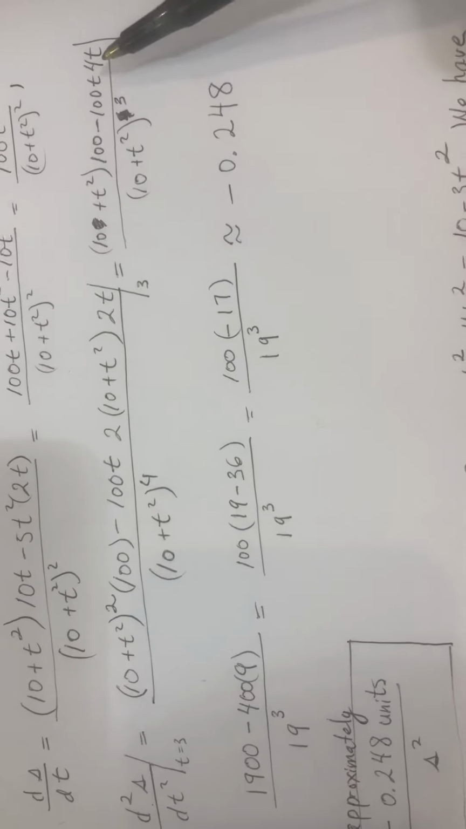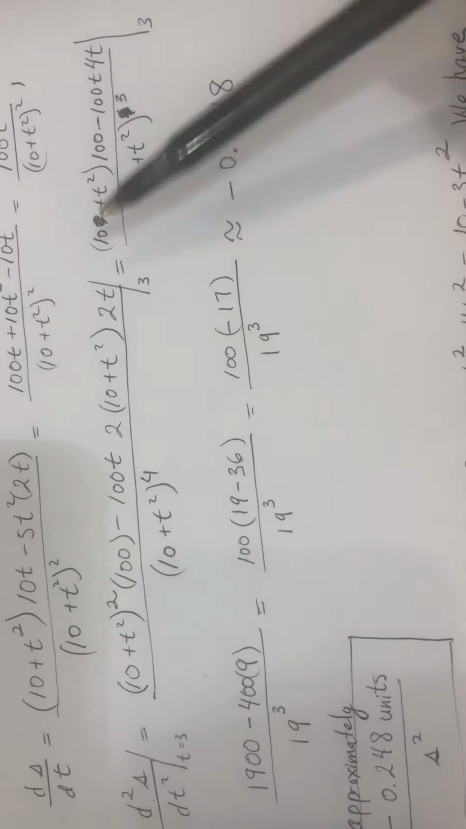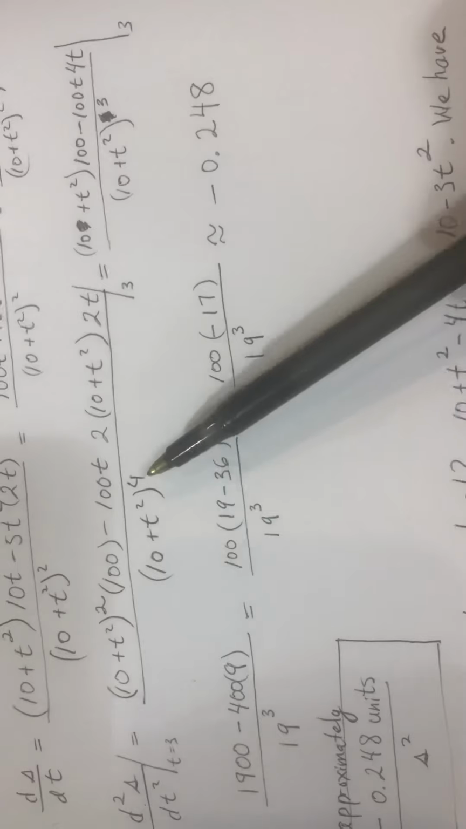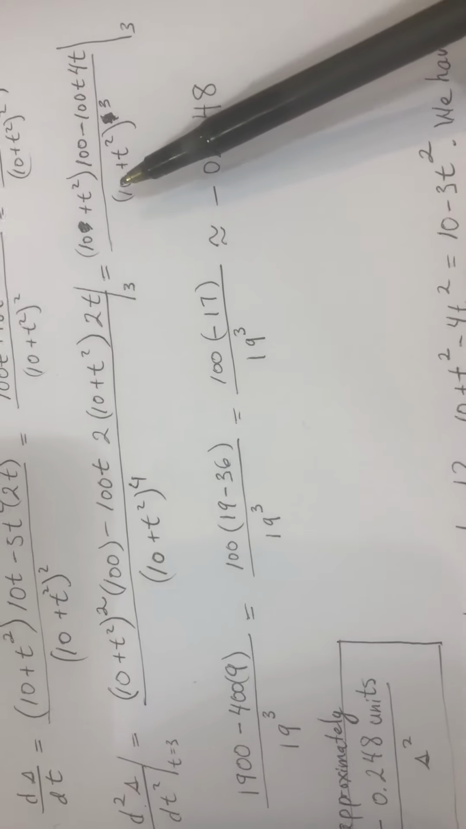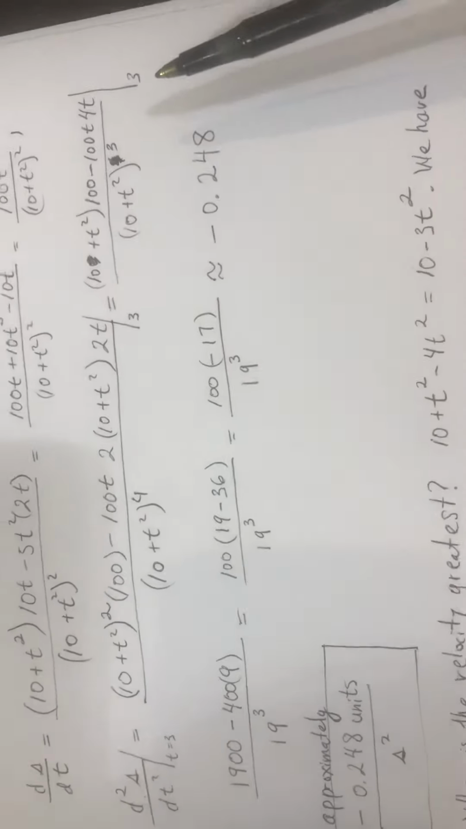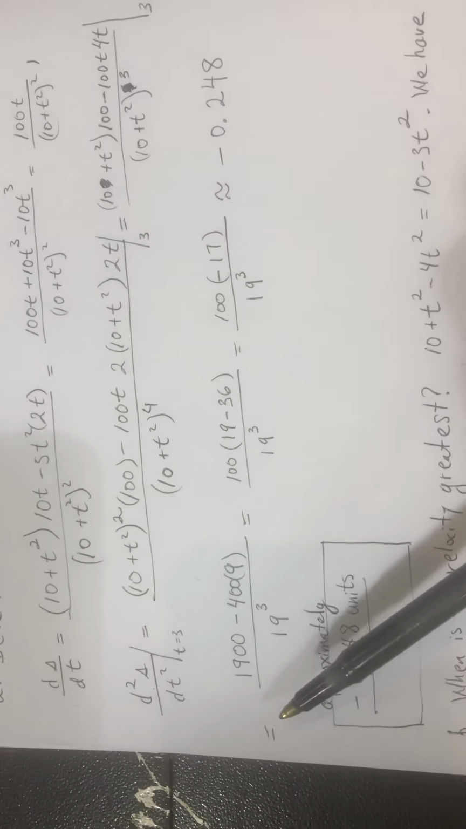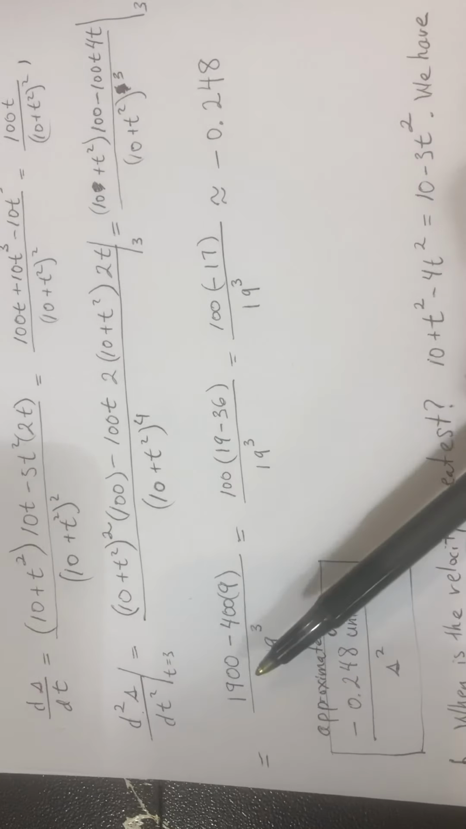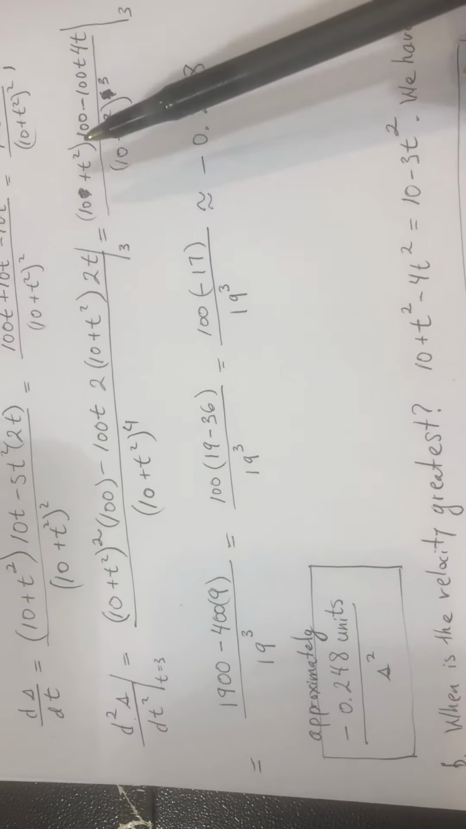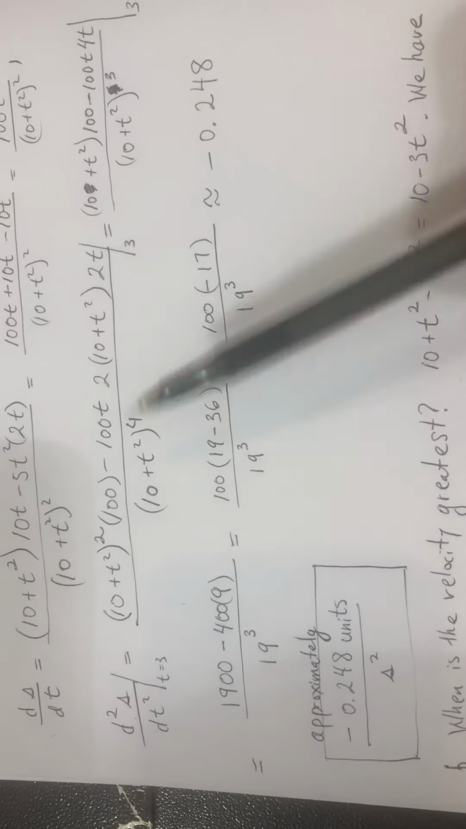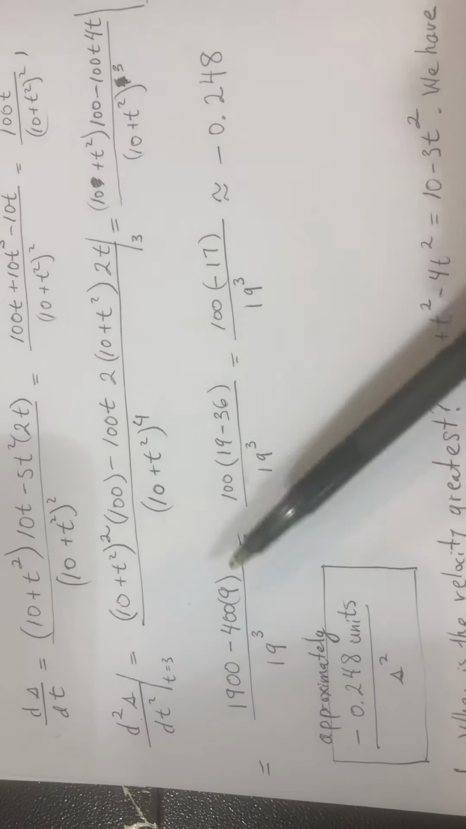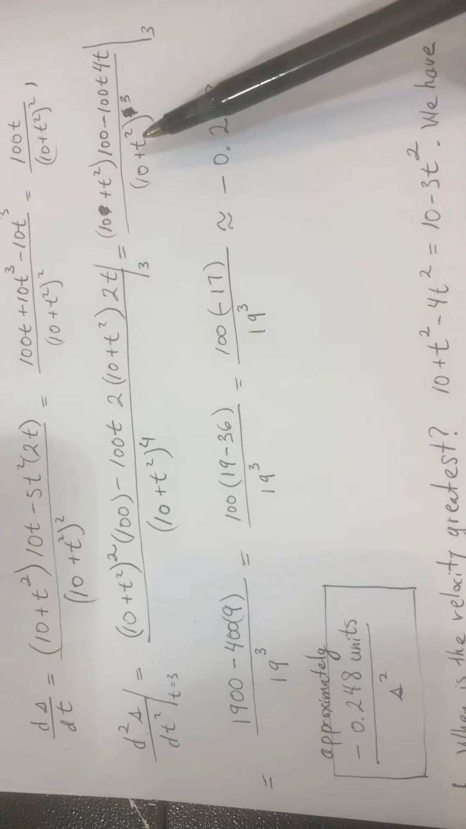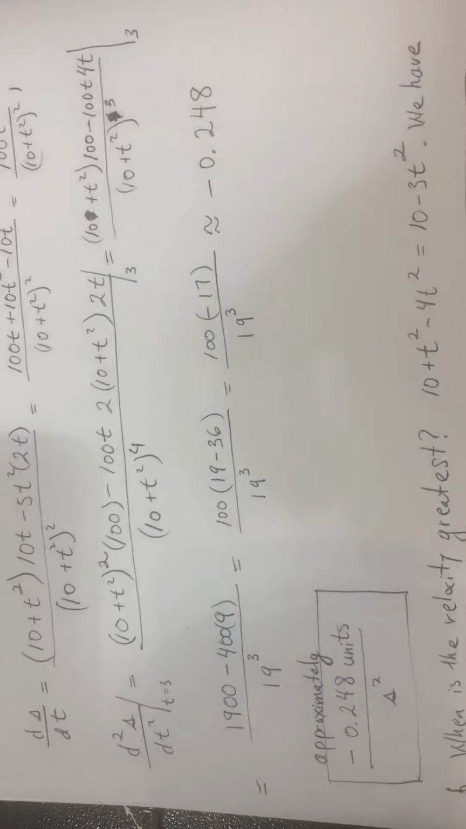This t is this t. This first t, by the way, is this t. The 2s again got married and became the 4. And then this 4 becomes a 3, because again we're canceling 10 plus t squared. And that's equal to, since we're evaluating it at 3, 10 plus 3 squared is 19, and 19 times 100 is 1900, minus 4 times 100 is 400, and 3 times 3 is 9. 10 plus 3 squared is 19, so we have 19 cubed down here.